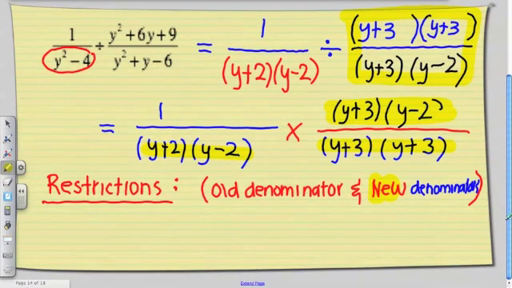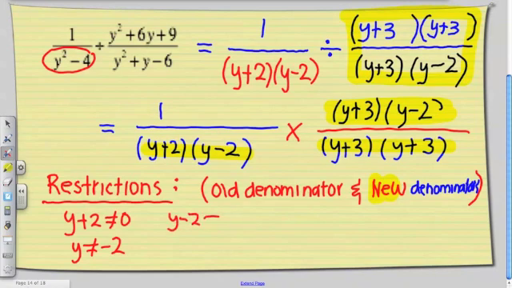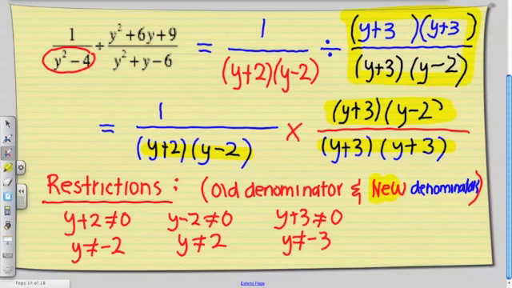So before I continue, I'm going to state my restrictions. y plus 2 cannot be equal to 0. That means y cannot be equal to negative 2. y minus 2 cannot be equal to 0, so y cannot be equal to positive 2. y plus 3 cannot be equal to 0, so y cannot be equal to negative 3.